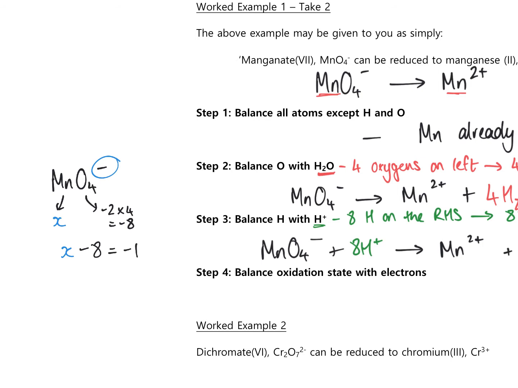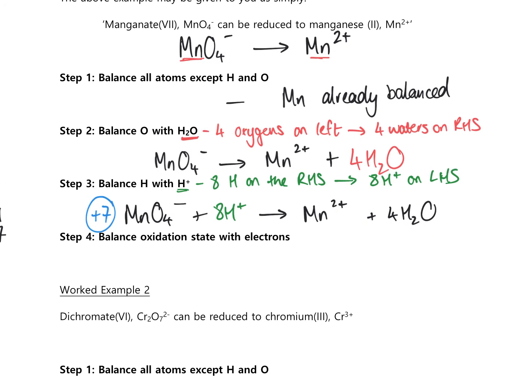So rearranging that to solve for X, we bring the -8 over to the other side and it becomes +8. So -1 + 8 is +7. So the oxidation state of our manganese on the left-hand side is +7. You could put that maybe in a wee circle beside it. And then on the right-hand side, you can see that it's just a simple ion of manganese. It's Mn2+. And one of our rules states that the oxidation state of a simple ion is equal to its charge. So that's going to be +2 in this case. So we're going from +7 to +2.